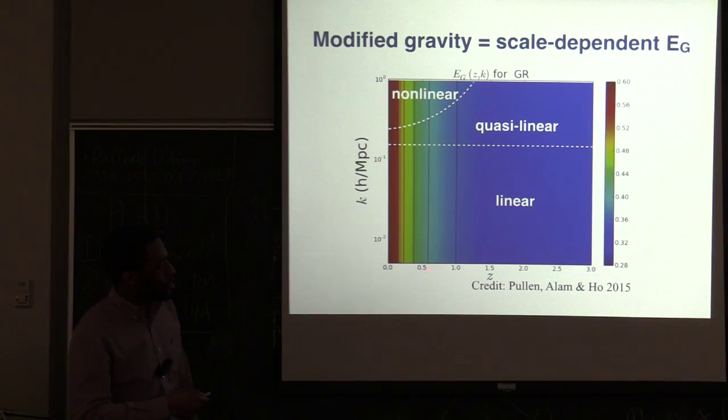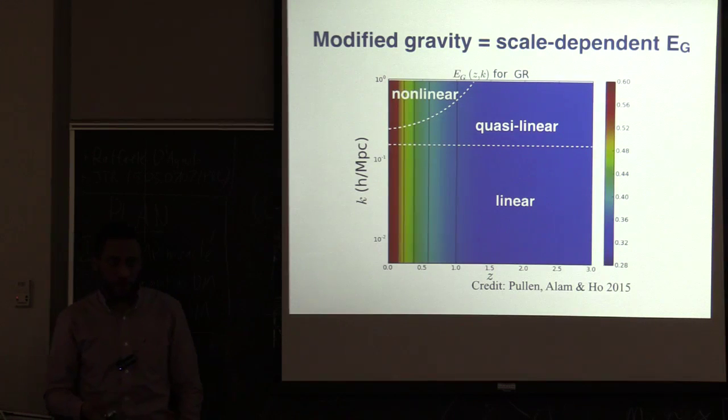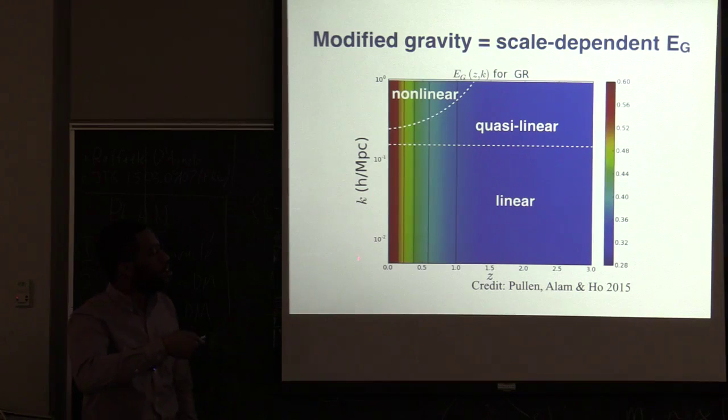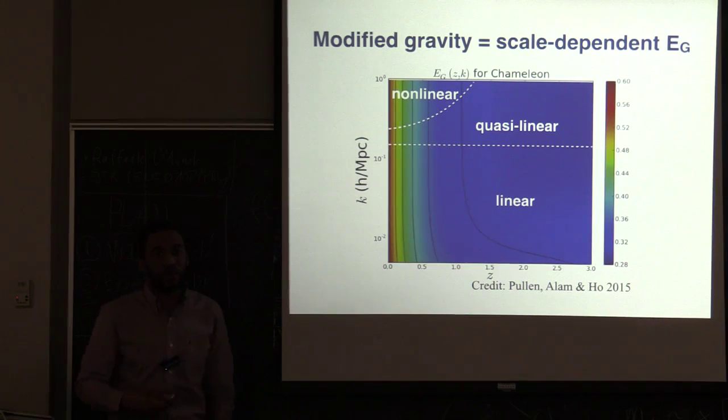And so if you see on this plot, Eg is dependent on redshift. Just for general relativity, Eg is dependent on redshift due to the growth rate varying with redshift. And for scale, you see that Eg is constant with scale. This is scale independent. Whereas for chameleon gravity, this is not the case, in that you now have a scale dependence of Eg.